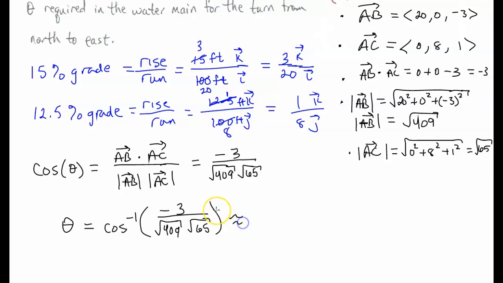Okay. And if you work that out and put it in your calculator, you'll end up getting about 1.59 radians, roughly. In degrees, that would be about 91.1 degrees. Okay. And so that would be your final answer for this.